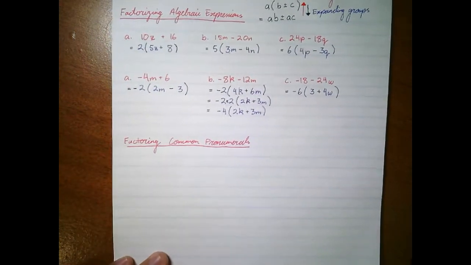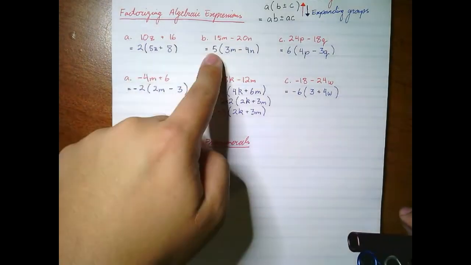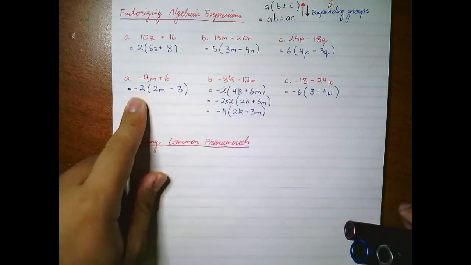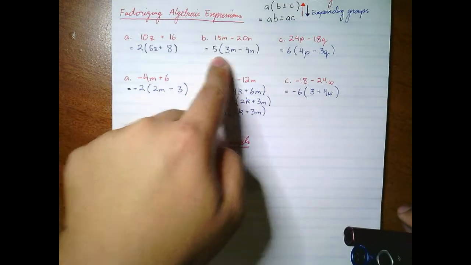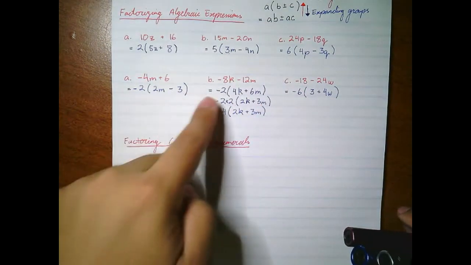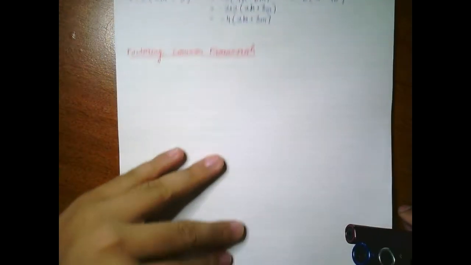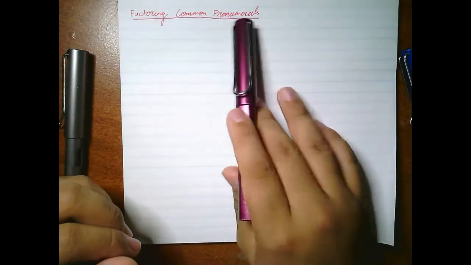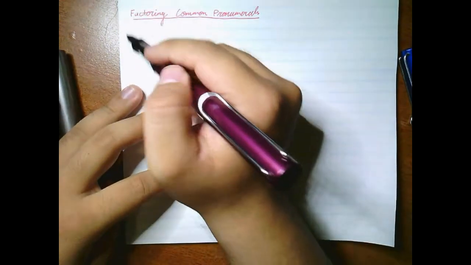Hello class, this is a continuation of factorization of algebraic expressions. In the last video we saw that we could factor out a common numeric factor. So these are all numbers that we factor out. So 2 is taken out, 5 is taken out, 6, -2, and so on. In this one we're going to show that it's possible to factor out letters, or in this case common pronumerals, from algebraic expressions. Let's get straight into it.